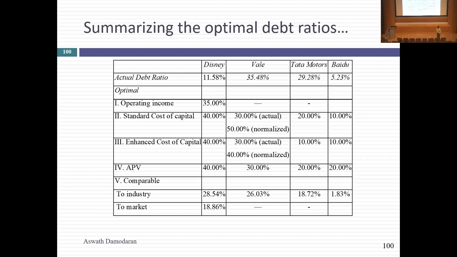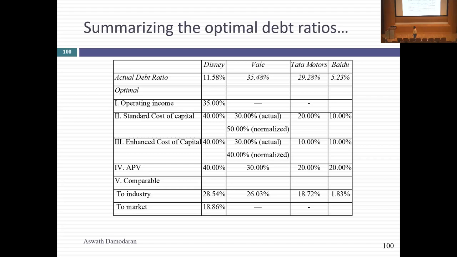Take Tata Motors, 29% debt: overlevered against all three approaches, the cost of capital, the enhanced cost of capital, and the APV approach, and overlevered relative to the sector. So Tata Motors looks like it's overlevered no matter how you slice and dice it and which approach you use for the optimal. With Vale, at 35.48%, it depends on whether you think the cycle is going to revert back. If you think the cycle is going to revert back and iron ore prices are going to go up, it looks underlevered. But if you think that might not happen, it's overlevered. And relative to the sector, it looks overlevered. So basically, given where other mining companies are, it looks like it has too much debt.